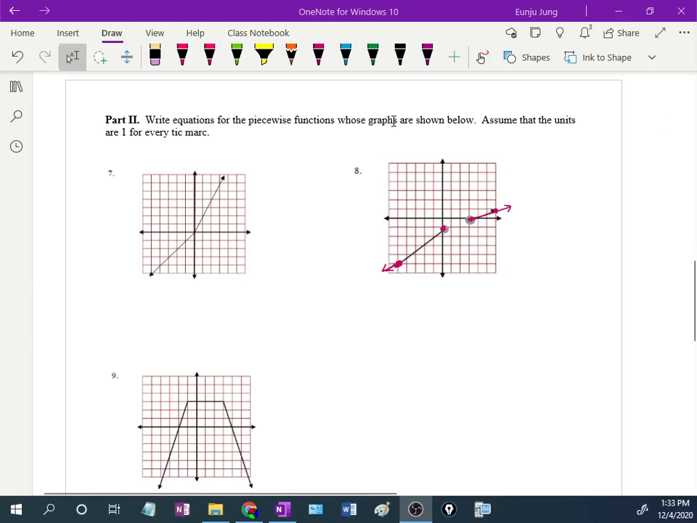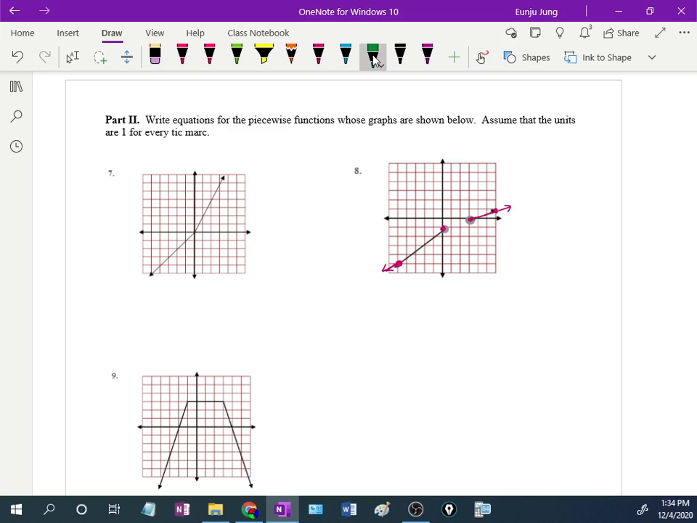In this video, we'll write the equation for piecewise functions from the graph. So let's do number 7 together. Number 7, the rate of change is changing at x equals 0. The slope on the left-hand side was 1, but it is changing rapidly on the right-hand side, right?